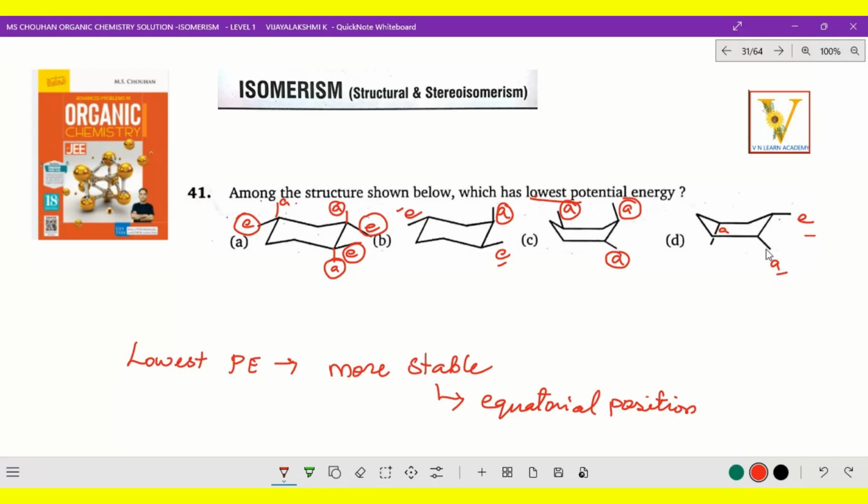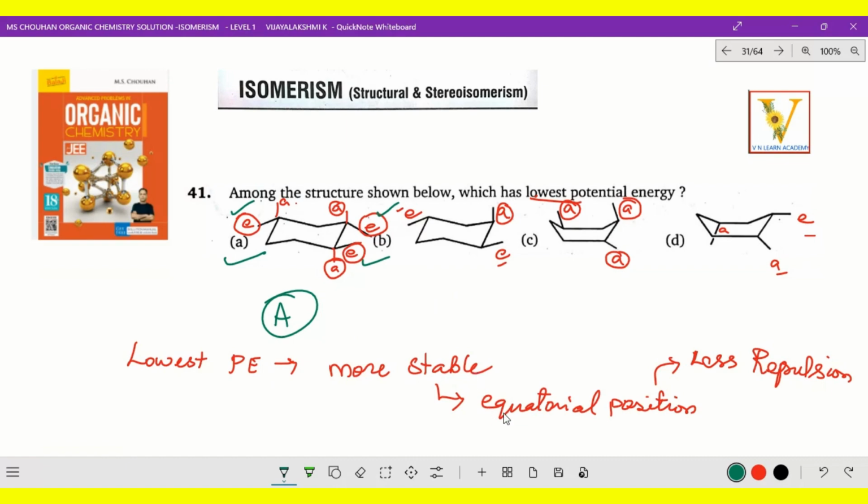So the equatorial position is more stable. Why? Because there will be less repulsion. Now, among these, you yourself can identify which is more stable: the answer is A. Why? Because here it is the equatorial position, here also equatorial, and here also equatorial. So option A is the correct answer, right? I hope you got that idea.